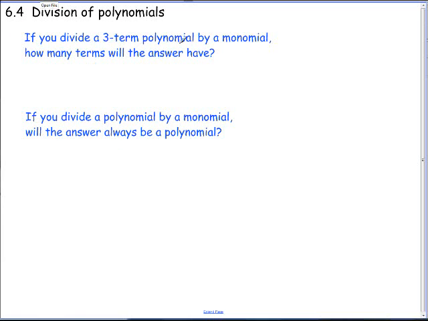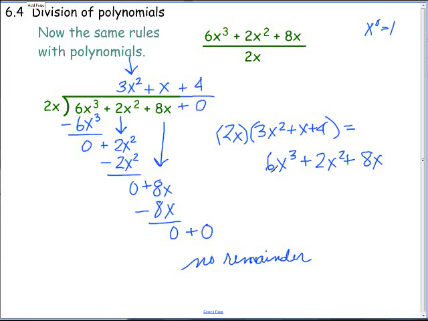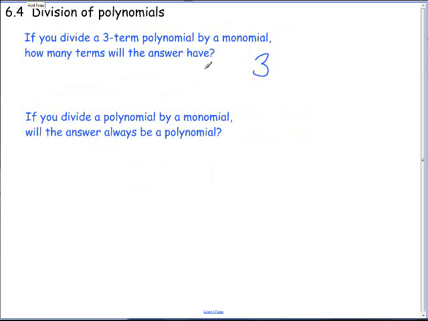If you divide a 3-term polynomial by a monomial, how many terms will the answer have? I don't think there's any other way to do it. If it's by a monomial, you're always going to have 3. Let's look back here. Do we have that situation? Well, this has 3 terms. This one has 3 terms because there was no remainder. Actually, there could have been a remainder here, which would have given us one more term. I guess we could say at least 3.